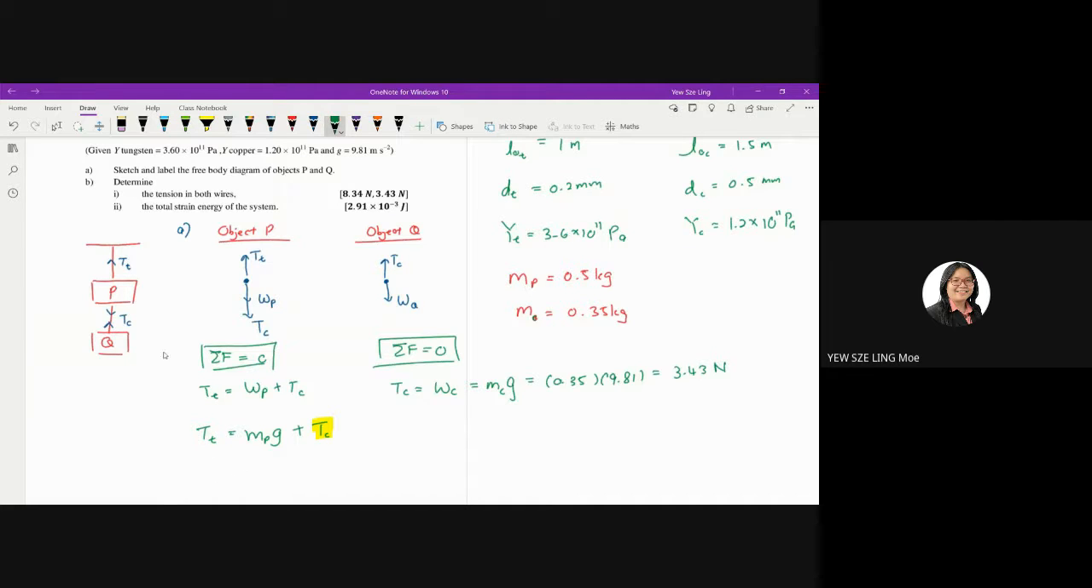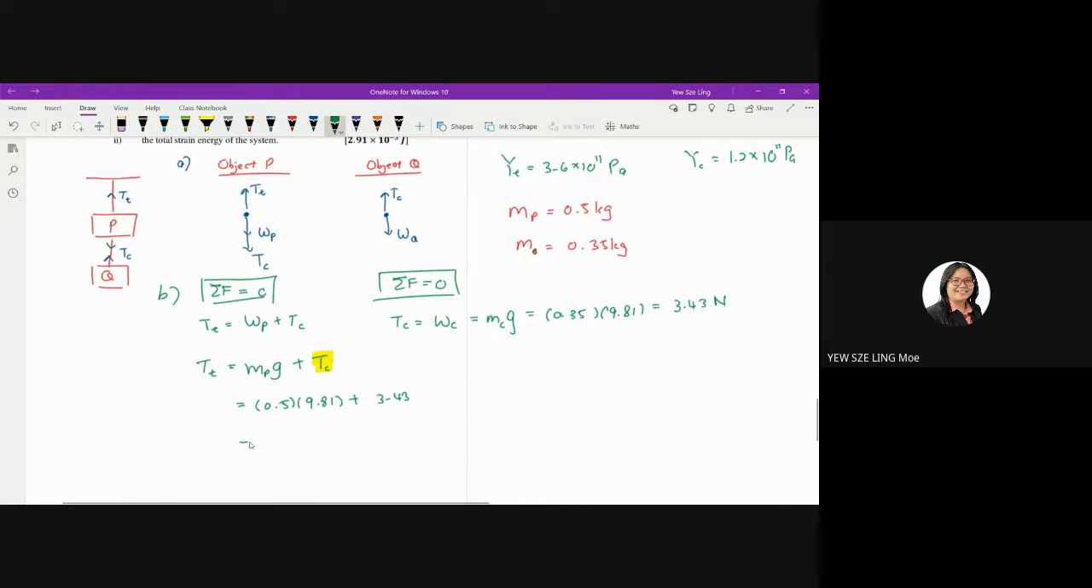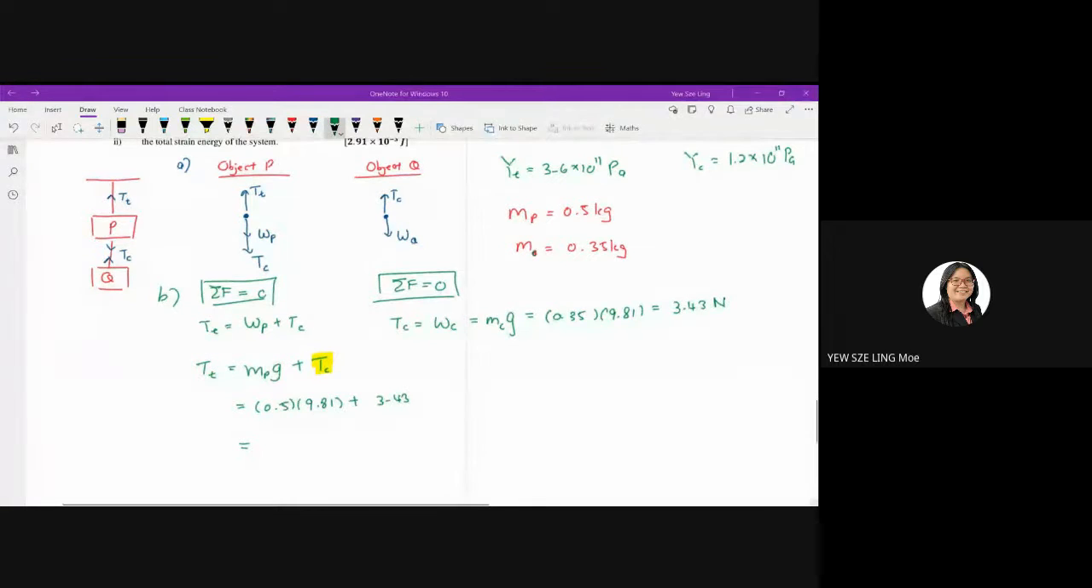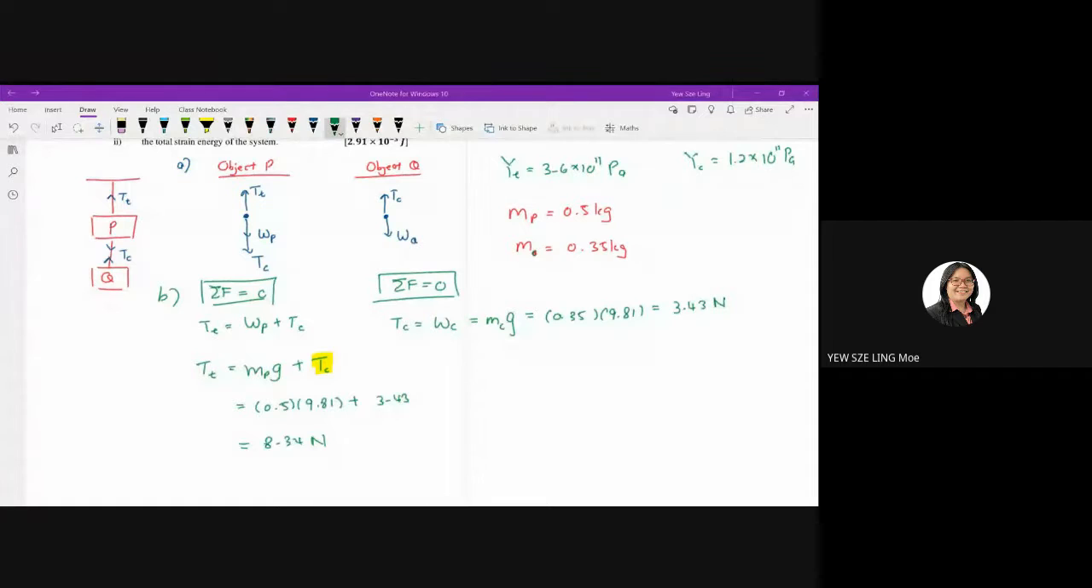So TT is equal to MP, which is 0.5 times 9.81, plus 3.43. From here I obtain the value 8.34 Newton. So that is the tension inside the tungsten wire. So that is how we solve it.